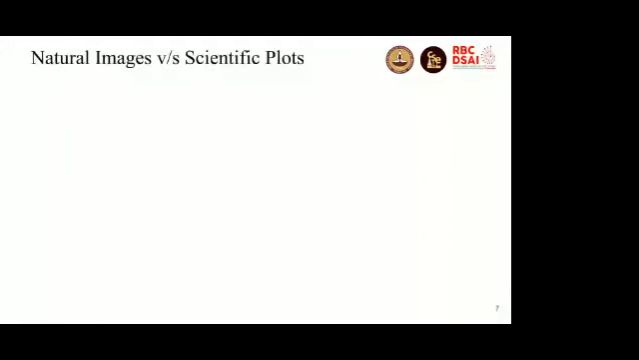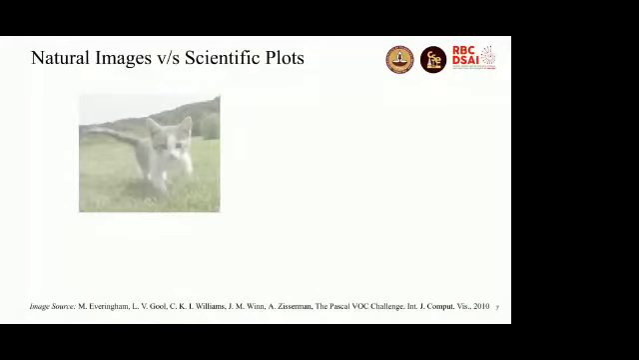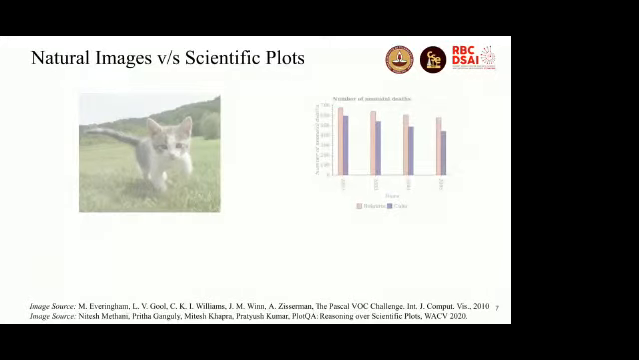And I would start with why natural images are different from scientific plots. So this is a typical natural image in the context of which a lot of object detection work has been done. That means you will be able to put a bounding box around this cat and say that this is the region where the cat is present.